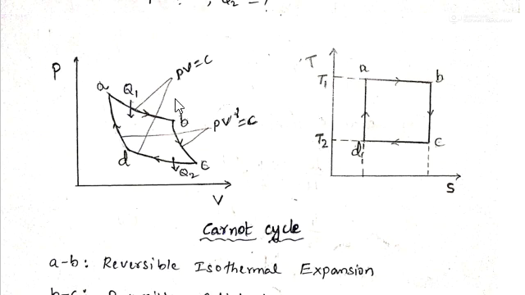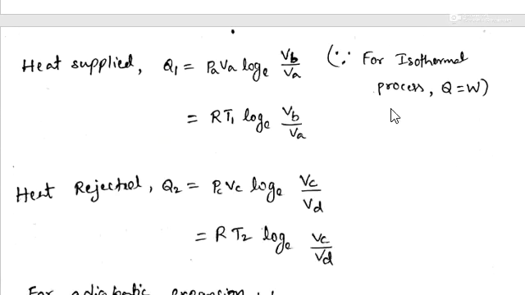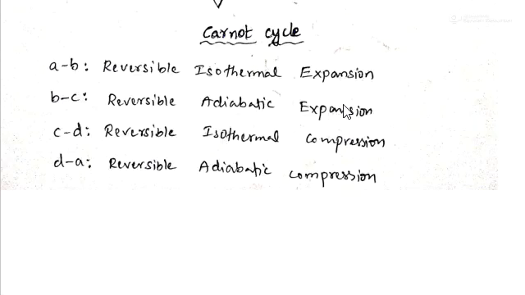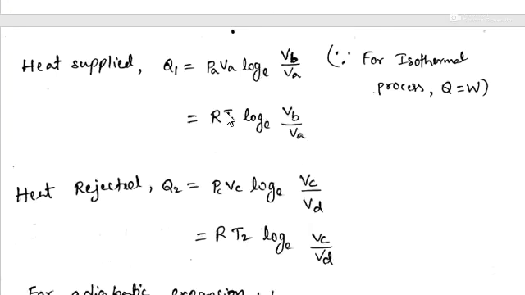When you want to find the heat supplied in the isothermal process, heat supplied is nothing but work done. We know the work done in an isothermal process is P1 V1 ln V2 by V1. In place of 1 and 2 we have taken A and B, so we can write PA VA log e VB by VA. We can write PV equals MRT. Here we are taking unit mass of fluid, so M is 1, and R is constant, so we write T1.